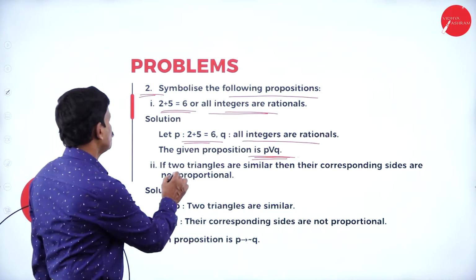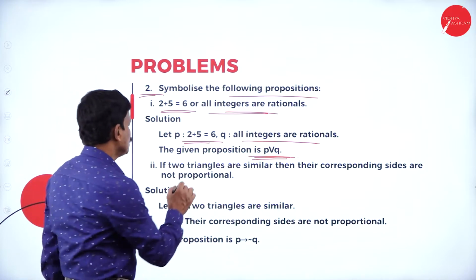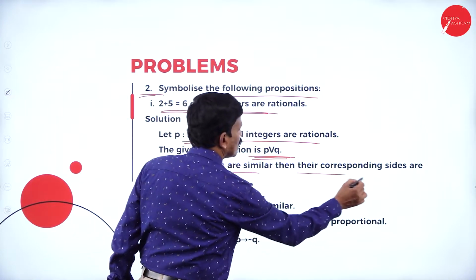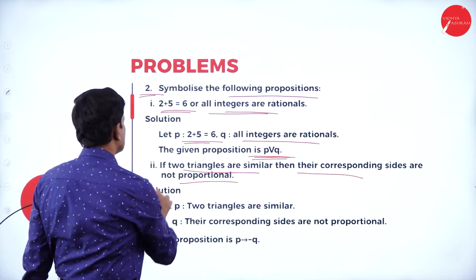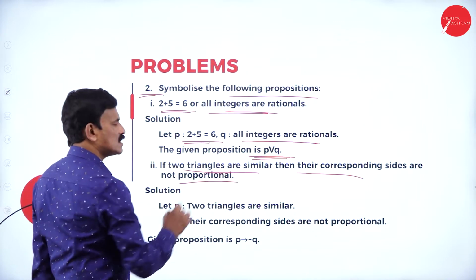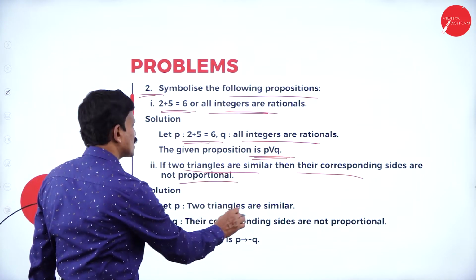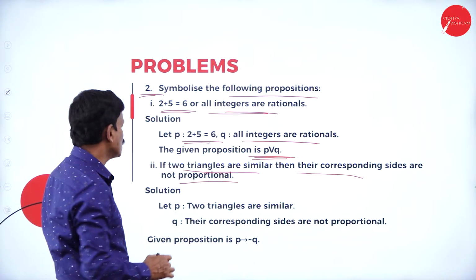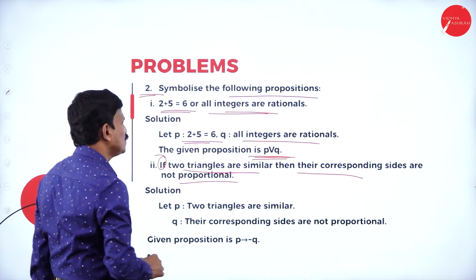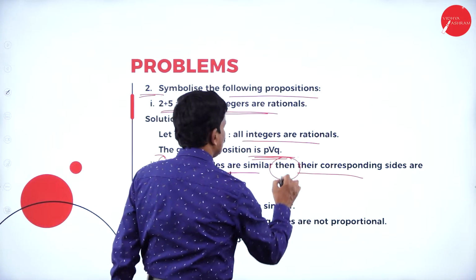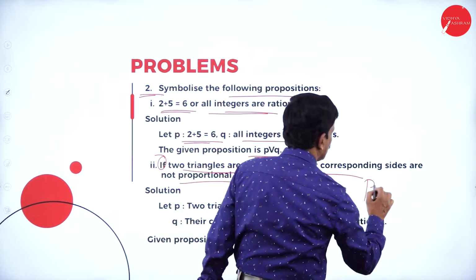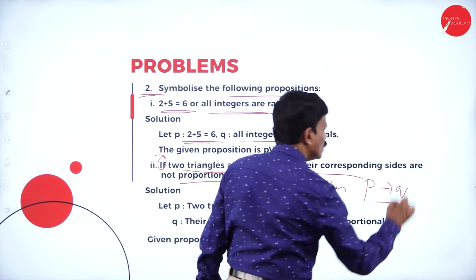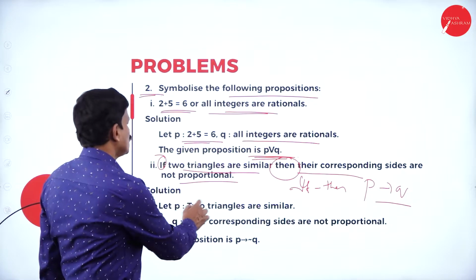Second one, if two triangles are similar, then their corresponding sides are not proportional. So let us consider this as P: two triangles are similar. What is Q? Their corresponding sides are not proportional. So here the statement started with if then. What is this if then? If then is nothing but the conditional statement, P conditional to Q.